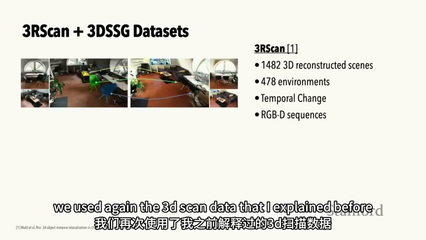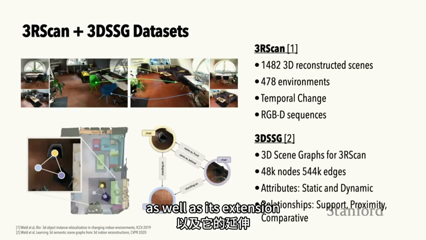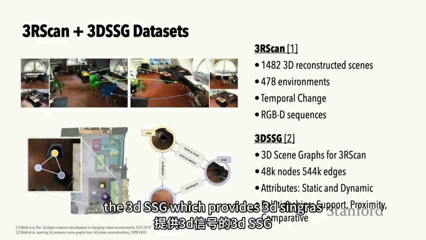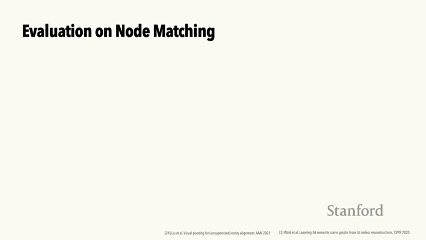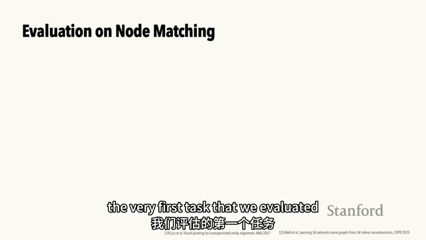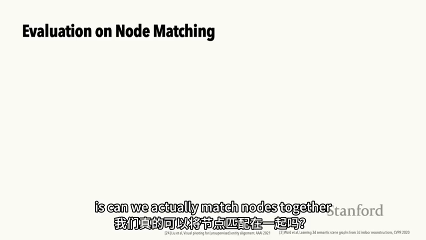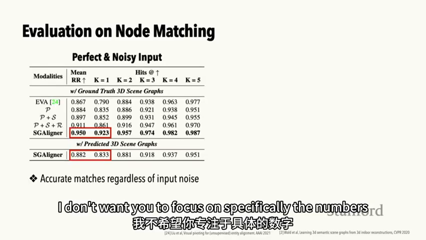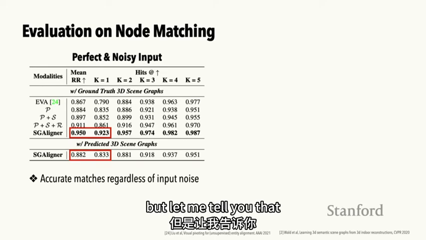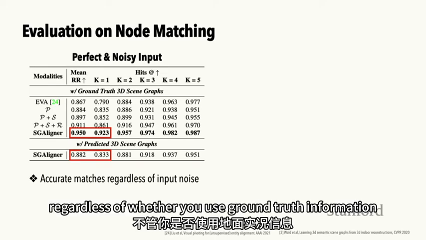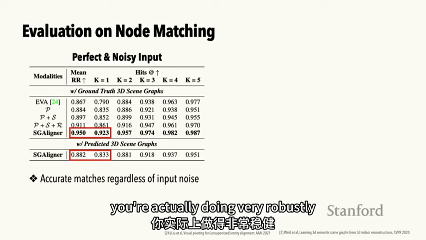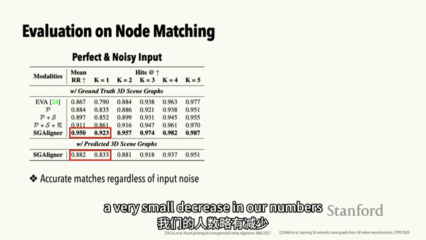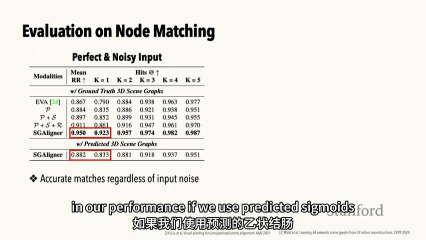We used, again, the 3RScan dataset I explained before, as well as its extension, the 3DSSG, which provides 3D scene graphs for each of those changed scenes. The very first task that we evaluated with the SG Aligner is, can we actually match nodes together? And I don't want you to focus on specifically the numbers, but let me tell you that regardless of whether you use ground truth information or predicted scene graph information, you're actually doing very robustly. So we have a very small decrease in our performance if we use predicted scene graphs.